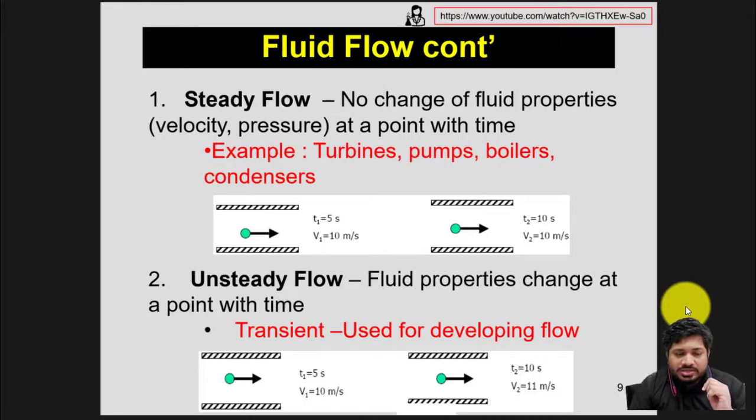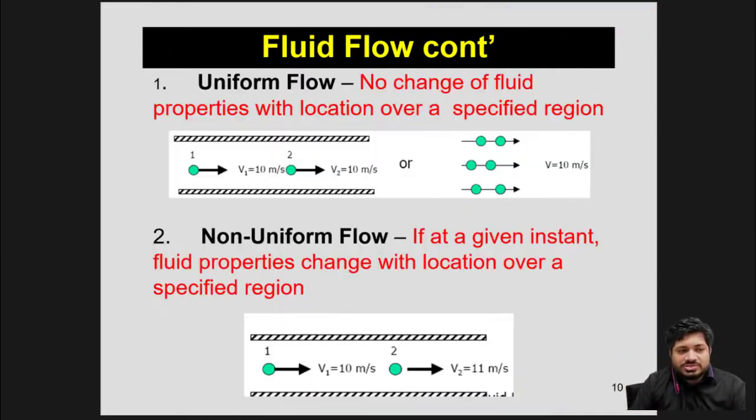So in unsteady flow, at any point the conditions change with respect to time. Even though the cross-sectional area is changing or not changing, irrespective of that, the velocity at one point is 10 meters per second, then at the other point it is 12 meters per second. So with respect to time, the conditions are changing. The pressure was 10 kilopascal at one point, at the second point it becomes 20 kilopascal. So in steady flow, the conditions remain unchanged with respect to time, and in unsteady flow, conditions change with respect to time. So this is the concept.